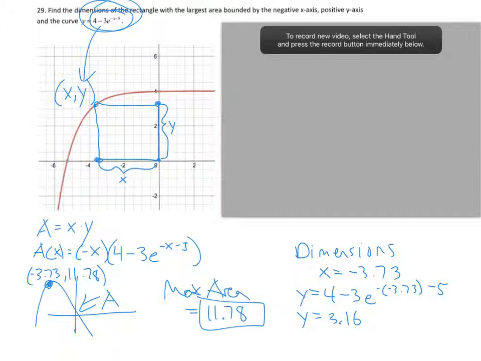So the dimensions would be, well, technically the dimension of a rectangle should not be a negative value. So the dimensions of the rectangle, the final answer here, would be 3.73 by 3.16, because side lengths of rectangles are always positive values, just like area is always a positive value.